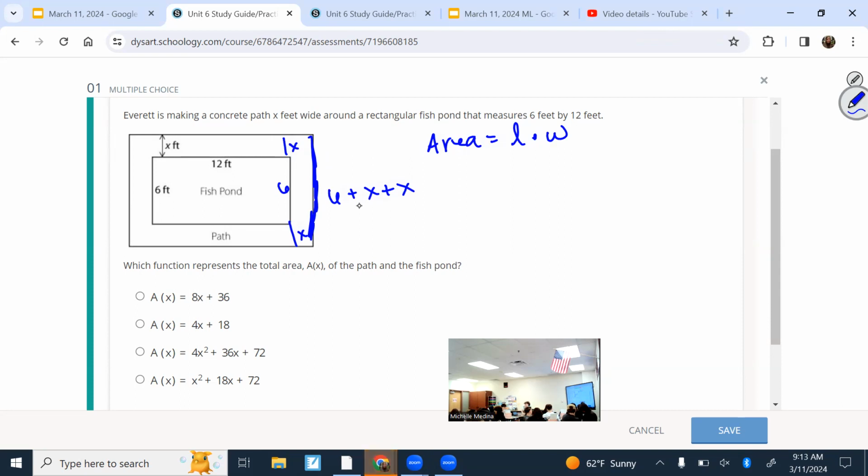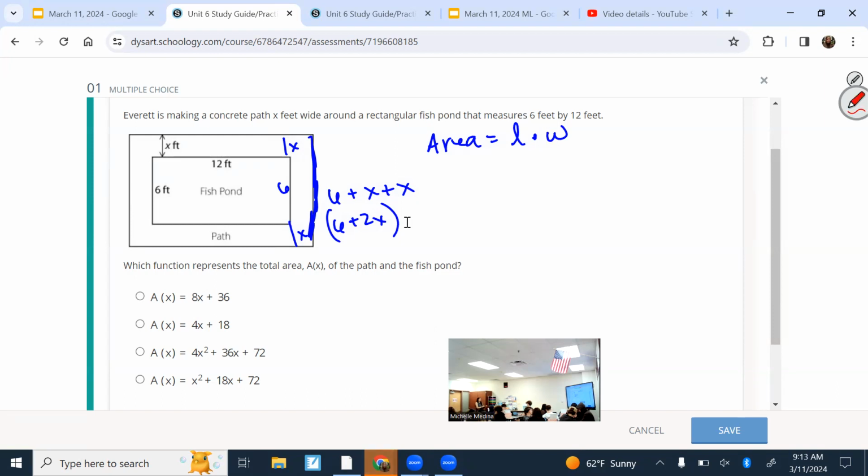Combine means add, so what's X plus X? I have one X and another X. How many do I have? Okay, so that's what you're doing. With whatever numbers they give you tomorrow, you have to think, okay, X plus X is 2X. You got to make it an expression.